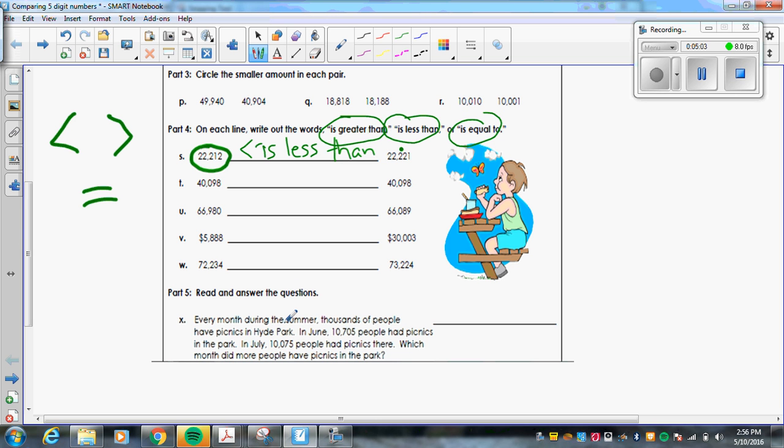Okay, and the last one down here, there's a few more on the end of this on your actual worksheet, but it's a number problem. It has a number of people, thousands of people that visit or have picnics in Hyde Park in different months of the year. The question is, which month did more people have picnics in the park? So you need to then go and compare the two values that they've got.